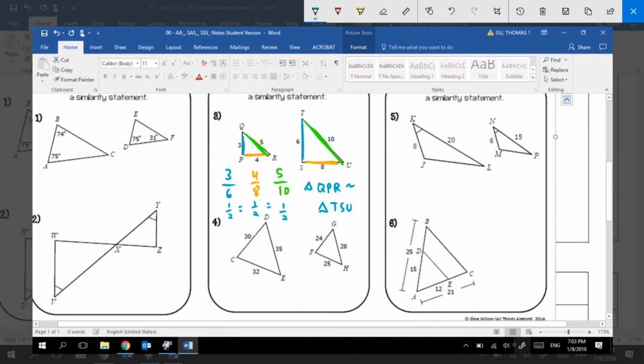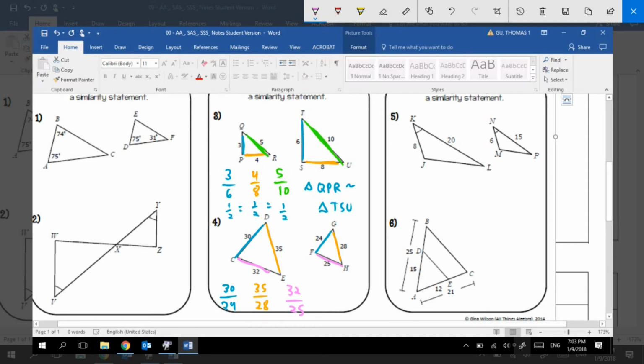First off, we've got BAM right here. DC looks like it's corresponding to GF, so 30 over 24. Then let's pick another side, DE, 35 over 28. And lastly, we've got BAM over that, 32 over 25. Now let's see if all of these are the same.